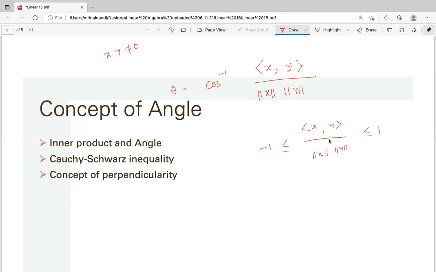In Rn, the one natural inner product is the dot product. For x1 to xn and y1 to yn, the natural inner product is x1 y1 plus x2 y2 and so on up to xn yn. And in that case, this comes from the Cauchy-Schwarz inequality. We know from the Cauchy-Schwarz inequality this is greater than or equal to minus 1 and less than or equal to 1. But remember, the inner product may not come from a dot product. It may not be Rn at all.